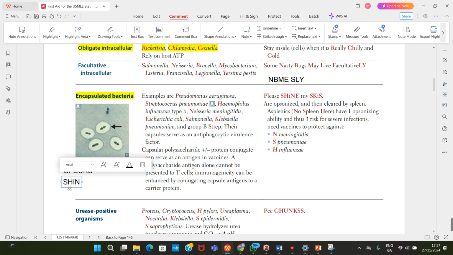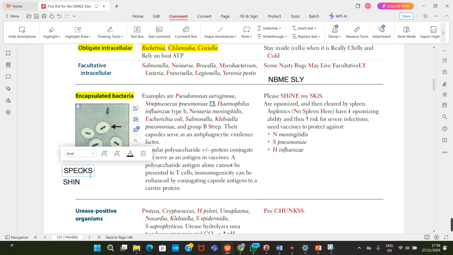So the S stands for Streptococcus pneumoniae. The H for Haemophilus influenzae. Then the N for Neisseria. So that is SHIN, with the SPECs. The S here is not strep pneumo again, but now it's going to be group B strep and Salmonella. So Salmonella is encapsulated. Group B strep too is encapsulated. Then P for Pseudomonas. The E for E. coli. The C, I don't think C codes for anything; I just put it there to make sense.